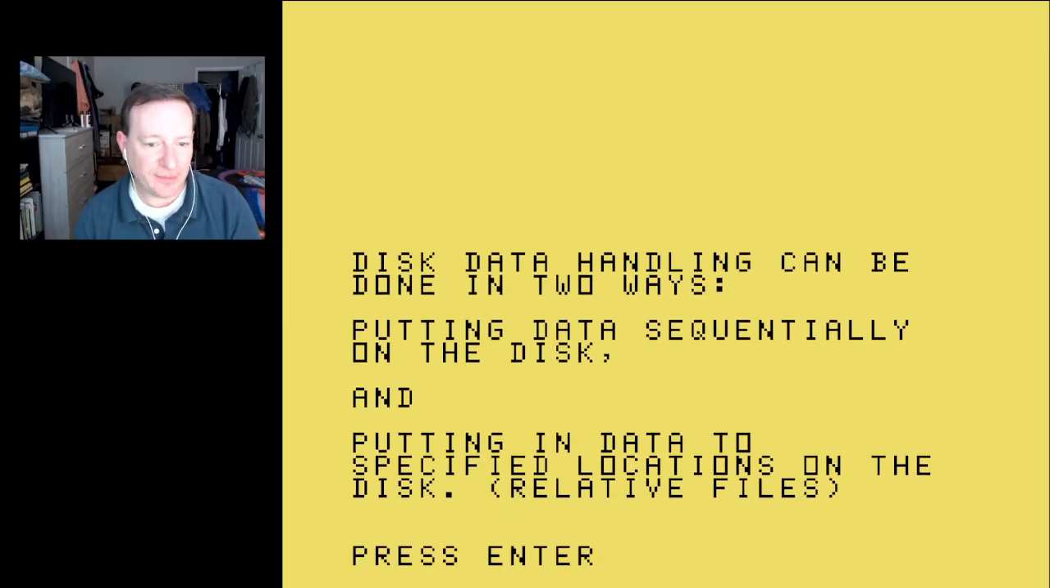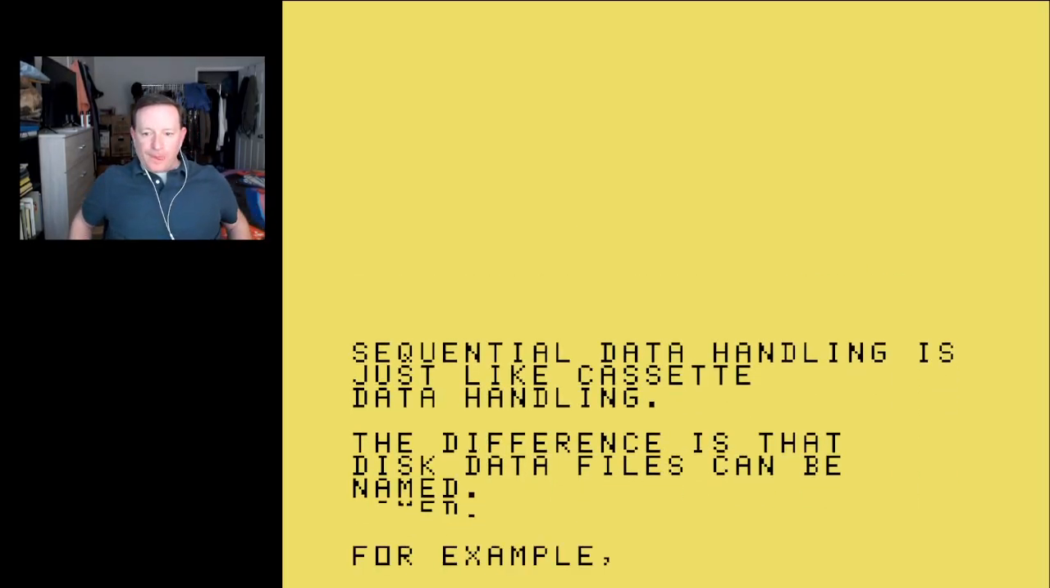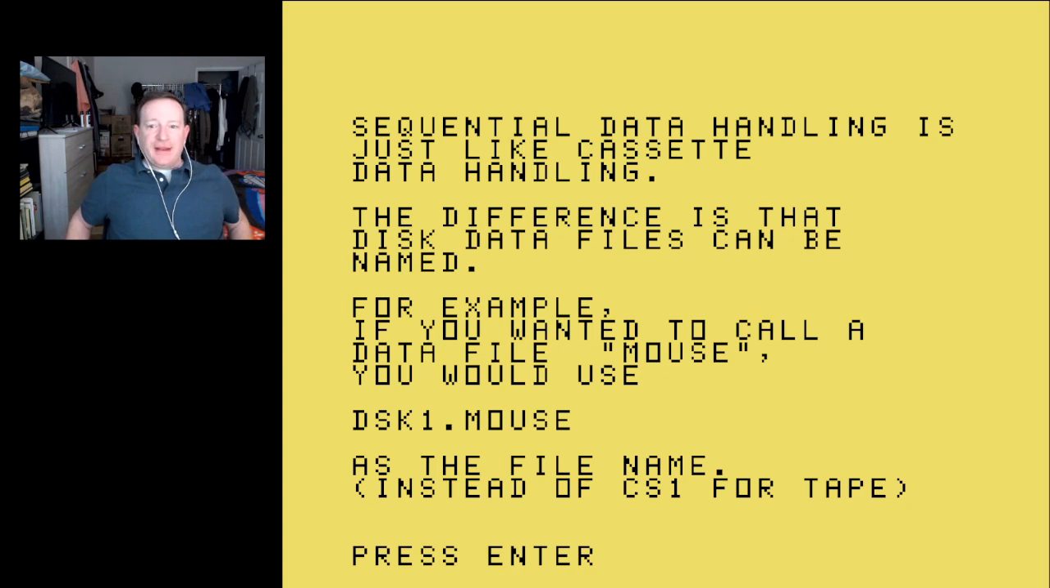Disk data handling can be done in two ways: putting data sequentially on the disk and putting data to specified locations on the disk, relative files. Okay, that seems clear. Sequential data handling is just like cassette data handling. The difference is that disk data files can be named. For example, if you wanted to call a data file mouse, you would use dsk1.mouse as the file name, instead of cs1 for tape.